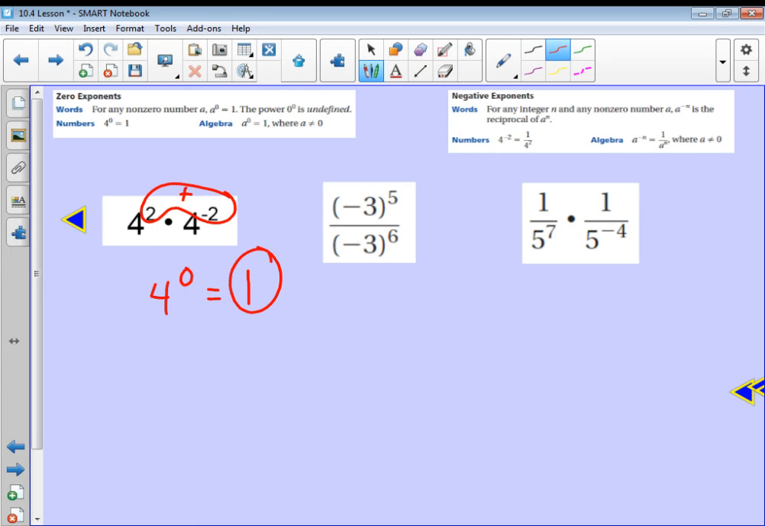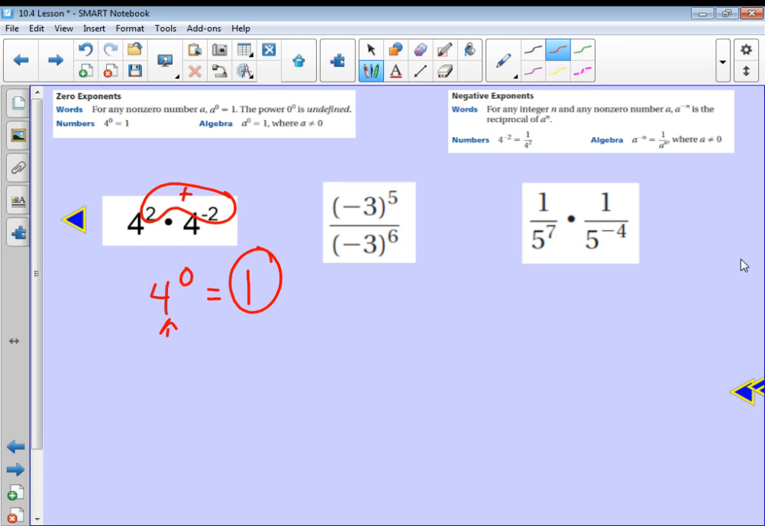And no, they do not want us to write 4 to the power of 0. They want it simplified. If you were working with 4 to the power of 0 and had some other steps with the same base of 4, then you would leave it. But when they ask for that final answer, you want to simplify it as low as possible.